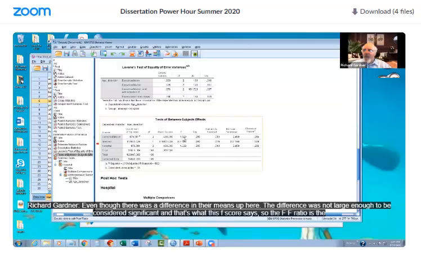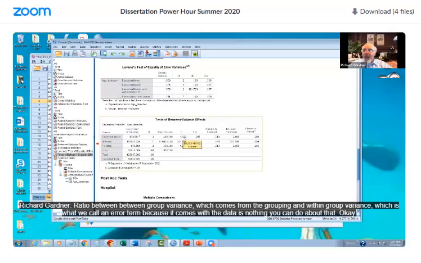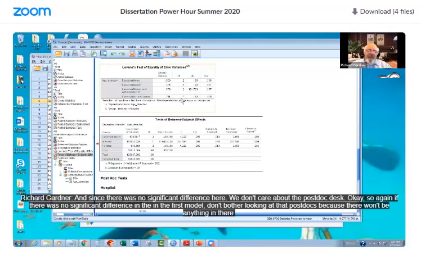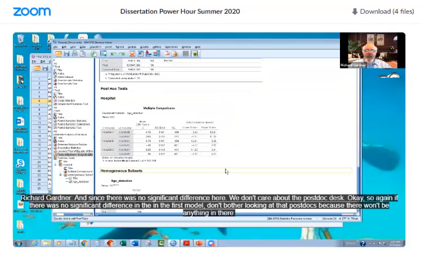So the F ratio is the ratio between group variance, which comes from the grouping, and within group variance, which is what we call an error term because it comes with the data. There's nothing you can do about that. Okay. And since there was no significant difference here, we don't care about the post hoc test. So again, if there was no significant difference in the first model, don't bother looking at the post hocs because there won't be anything in there.